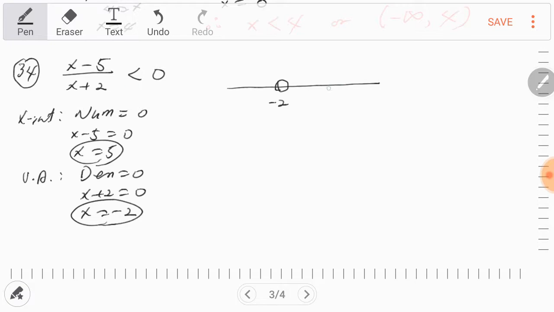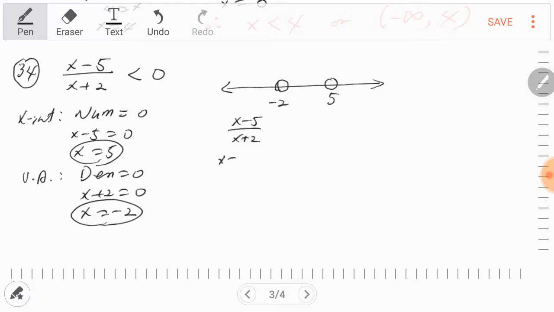The other one is x equals 5. And 5 is not included because there's no equal sign, right? So the x-intercept 5 is not included. If x is 5, then 5 minus 5 is 0, and since there is no equal sign, we don't include 5 either. Alright, then there are three intervals. And let's find the sign of this expression for each interval.